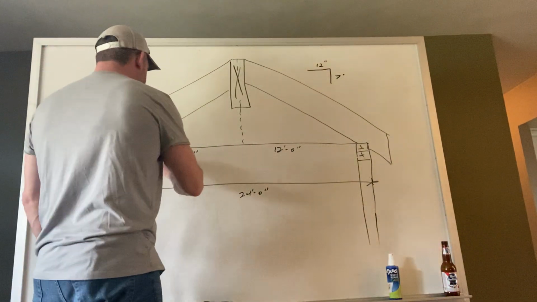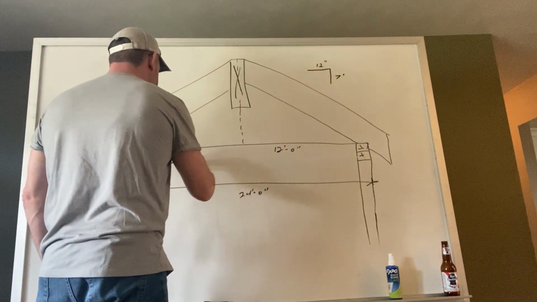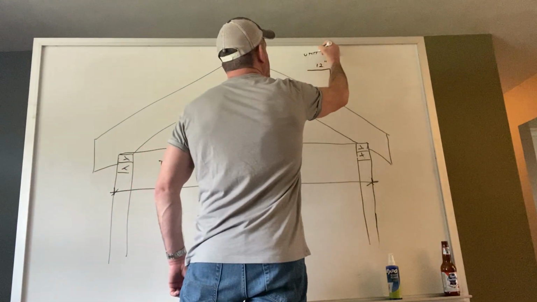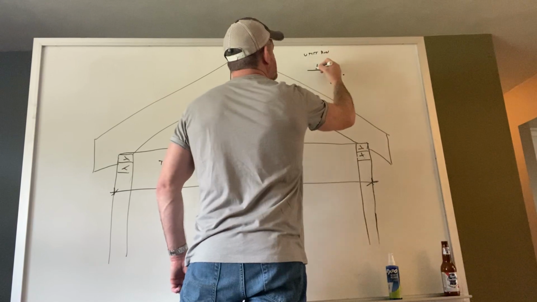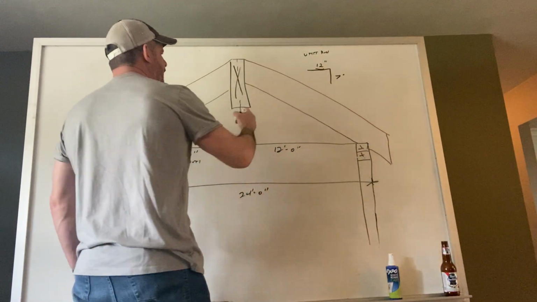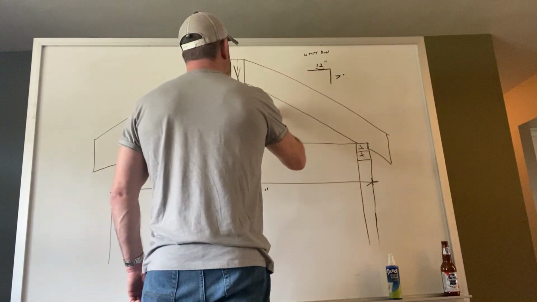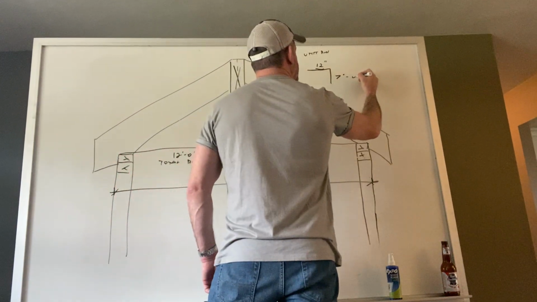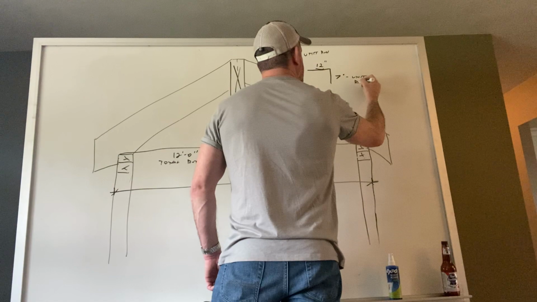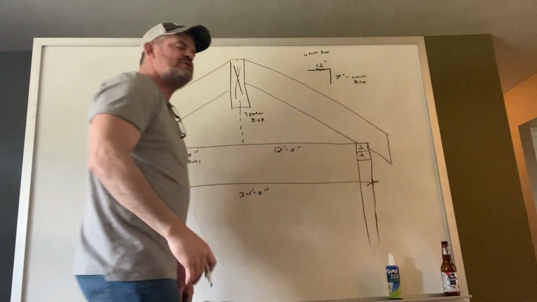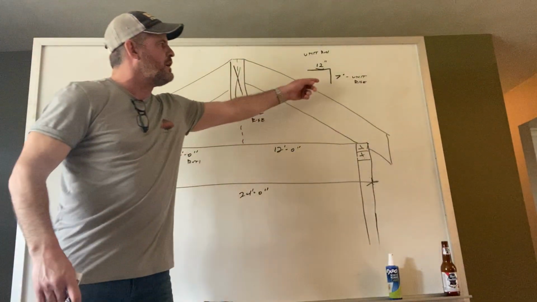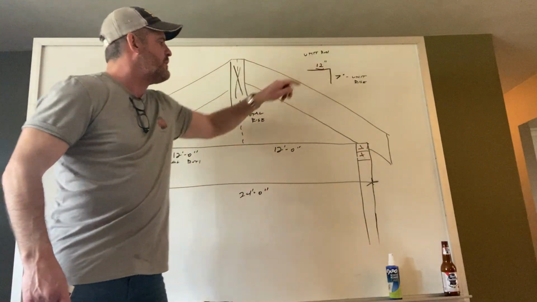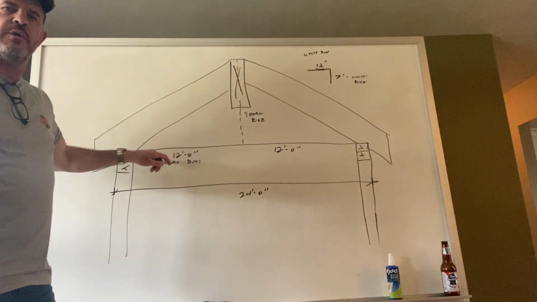So again, I have a total run, I have a unit run, which is always 12 inches, I have a total rise, and I have a unit rise. There's a direct correlation to all of those. The unit rise is directly correlated to the total rise. The unit run is directly correlated to the total run.